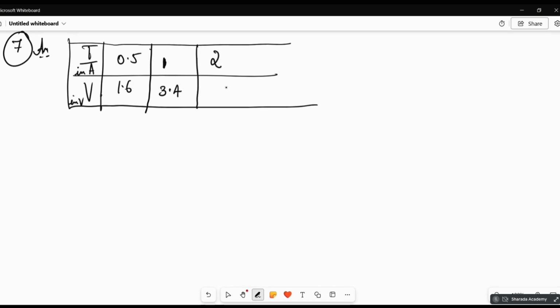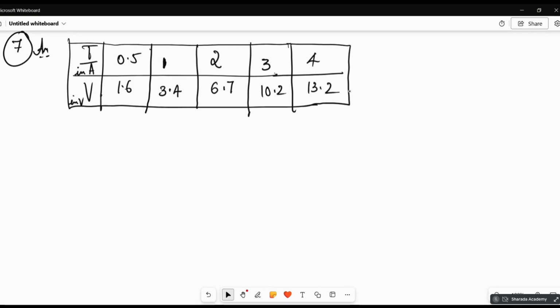Then comes 2 and 6.7, 3 and 10.2, 4 and 13.2. So you have to plot current versus voltage. You have to plot current versus voltage. So what you have to do is plot that now.